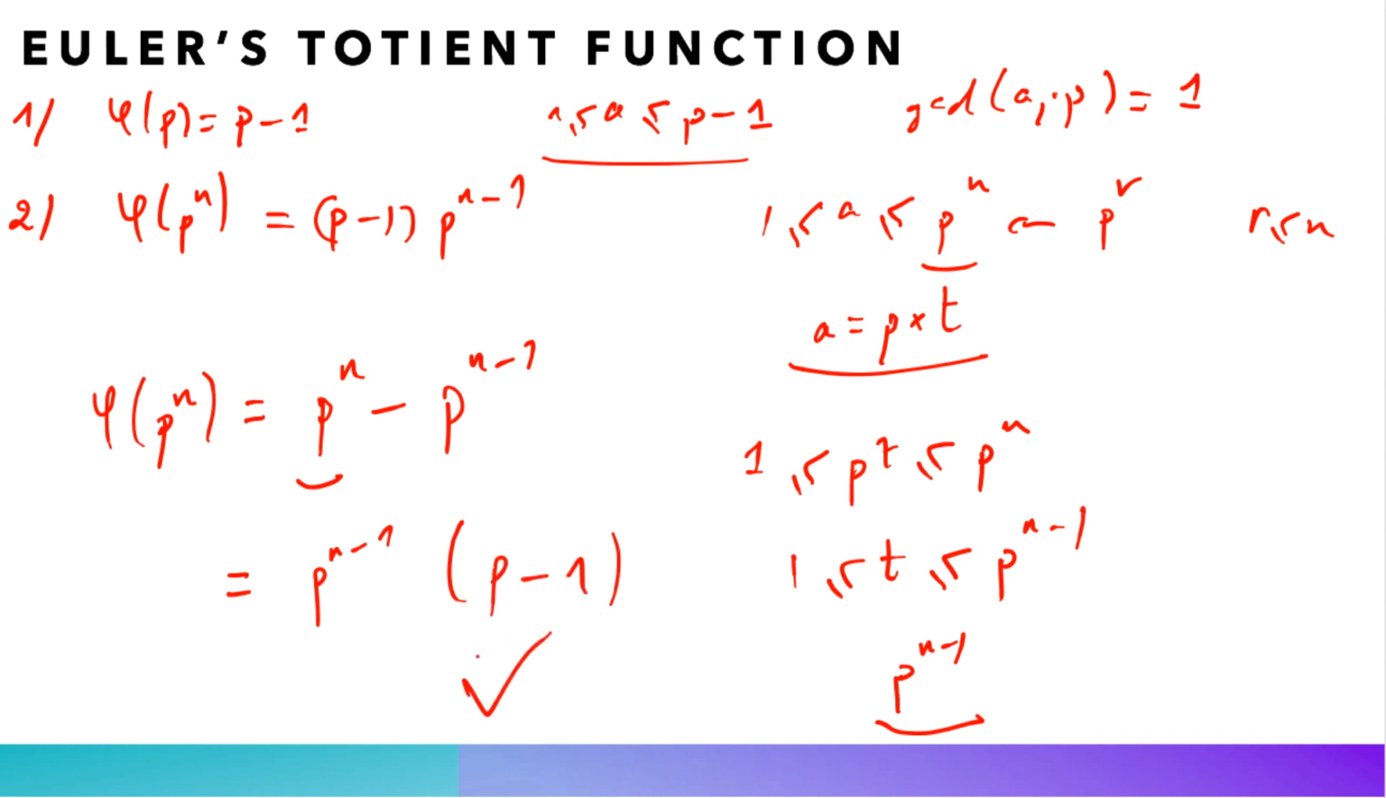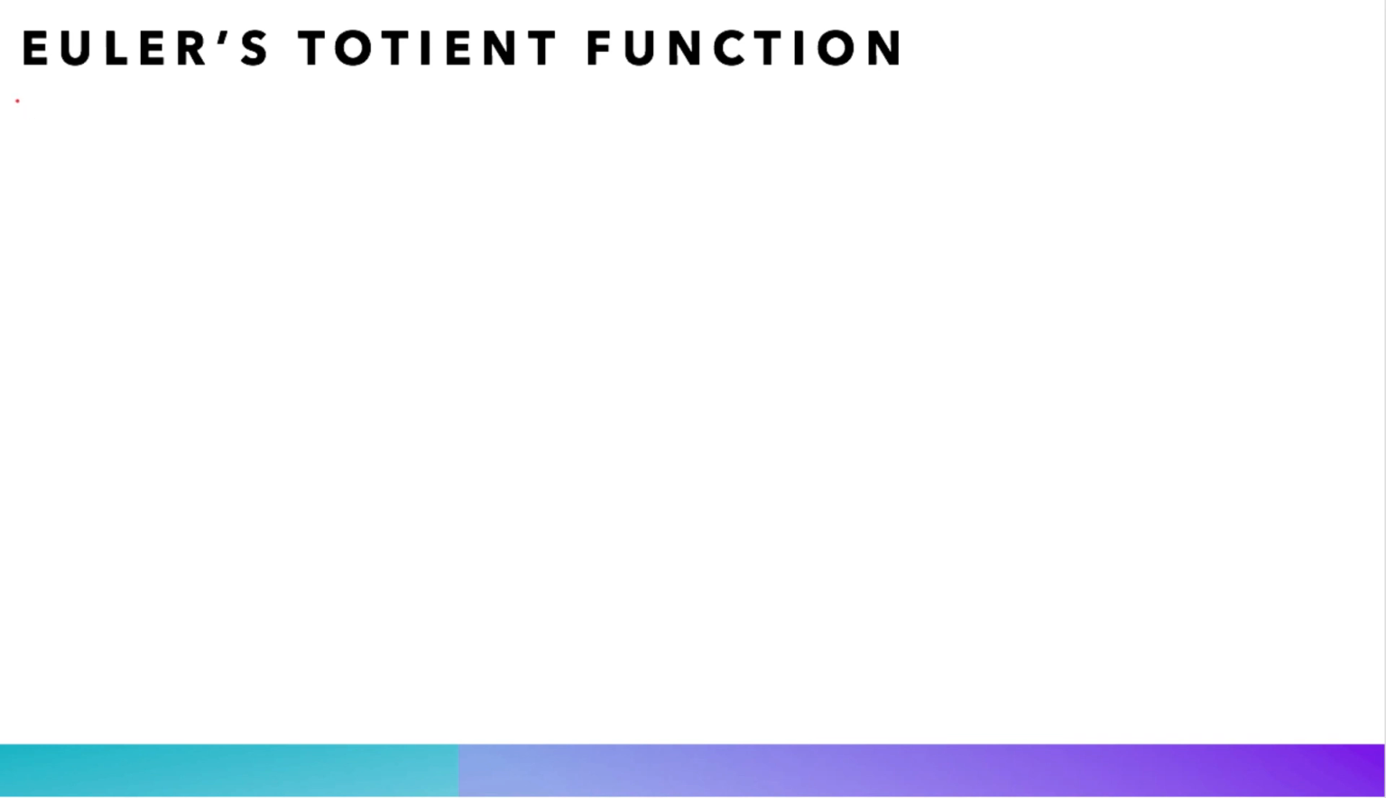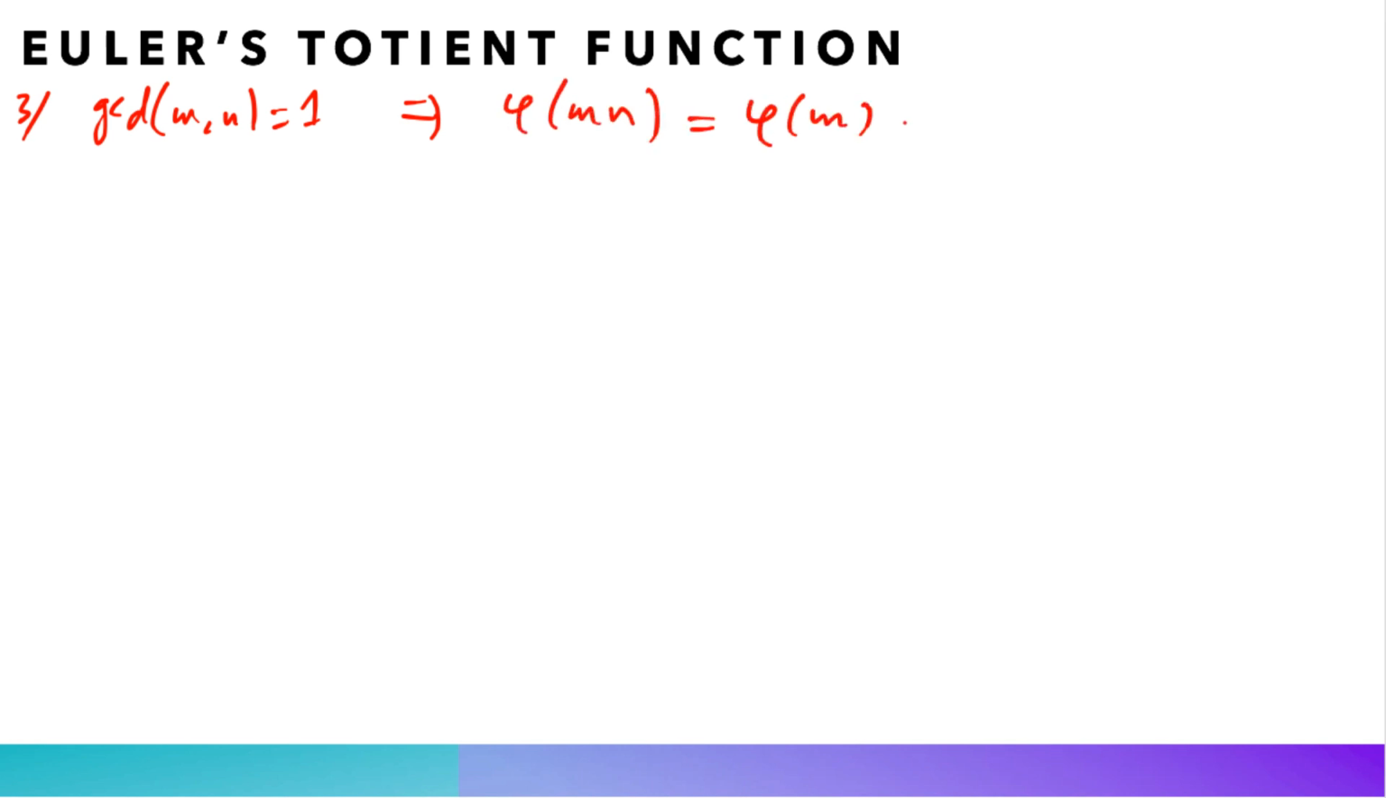Hence our desired result. Let us now prove our third claim, which states that if the GCD of m and n is equal to 1, then we have that phi of m times n is equal to phi of m times phi of n. We know that phi of m is the number of co-prime elements with m, of course lesser than m, and phi of n is the number of co-prime elements with n lesser than n.